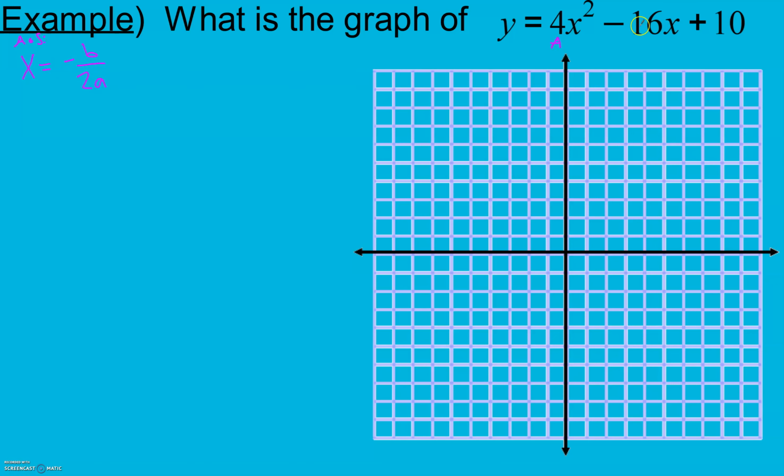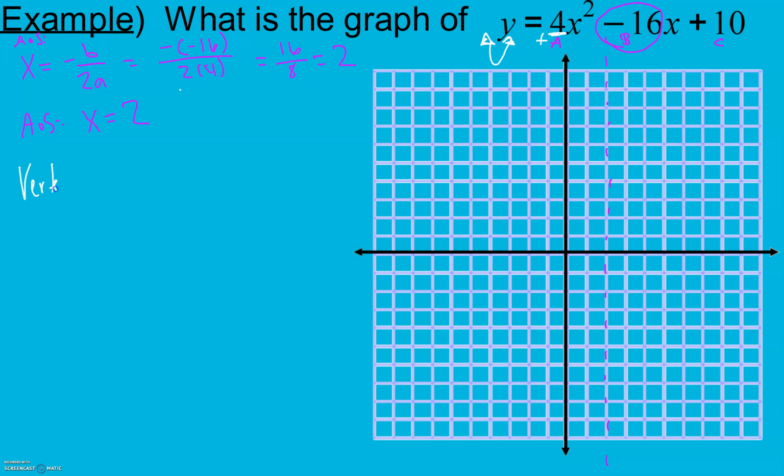So at 2, I'm going to draw a dotted line just so I remember where to reflect across. Now that I know my axis of symmetry, I can find my vertex. Remember, our vertex is our maximum or minimum, our highest point or our lowest point. Here it's going to be a minimum because a is positive, so we're going to have a happy face parabola.